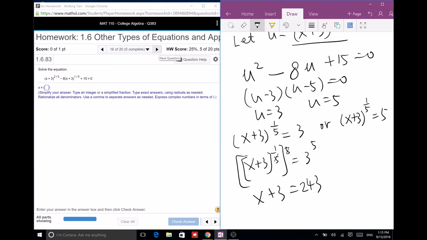3 cubed is 27, 3 to the fourth is 81. So x equals 240 for the first one. The second one is x plus 3 equals 5 to the power 5. It's a big number: 5 squared is 25, 625 times 5 is 3125. So x equals 3122.